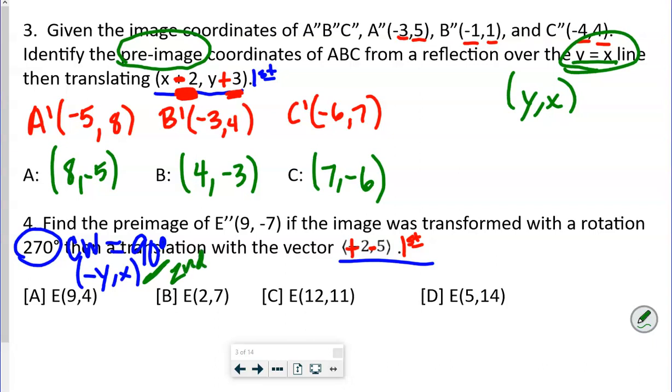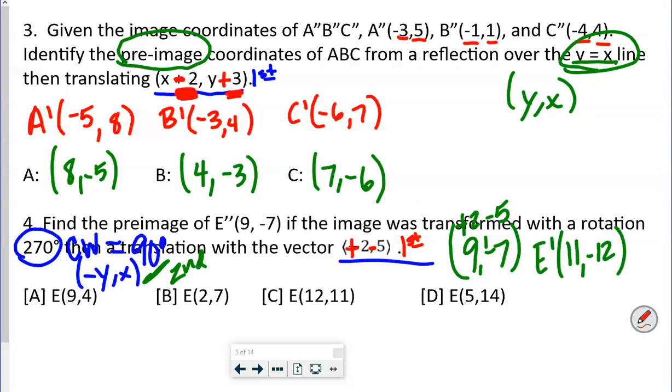So let's just look at our 9, negative 7. So here again, we're going to add 2 there, and we're going to subtract 5 there. So that's going to give us for our E prime 11, negative 12, right? Then we're going to apply this rule to it because we're going the opposite direction, right? So that's going to give us, we're going to flip them first, negative 12, comma 11. And remember, we're going to change the sign of that. So that's going to be a positive 12, 11. So that's why this point is C.